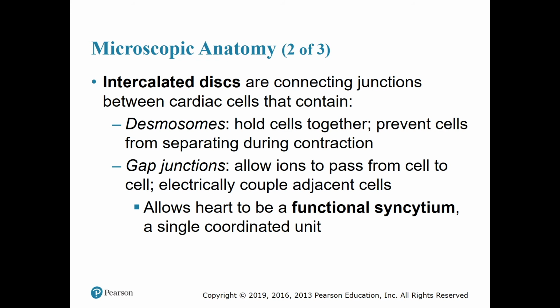Remember in the lab we saw the intercalated discs of cardiac muscle. These are connecting junctions between cardiac cells that contain desmosomes that hold cells together and prevent cells from separating during contraction, and gap junctions that allow ions to pass from cell to cell, electrically coupling adjacent cells. It allows the heart to be a functional syncytium, which is a single coordinated unit.